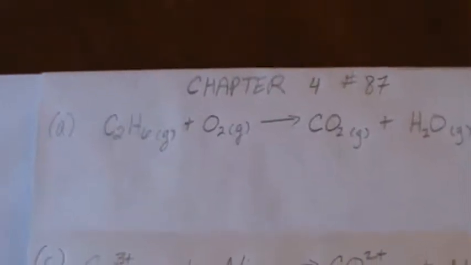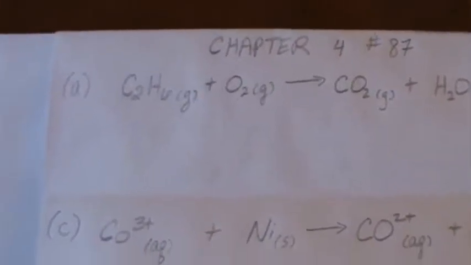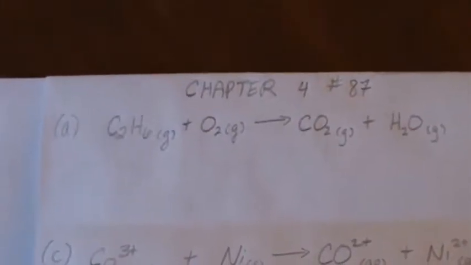Homework help with Jen, and we're looking at chapter 4, problem 87. We're going to do A and C in this section. What they want us to do is balance two redox equations using the oxidation states and tie lines method.